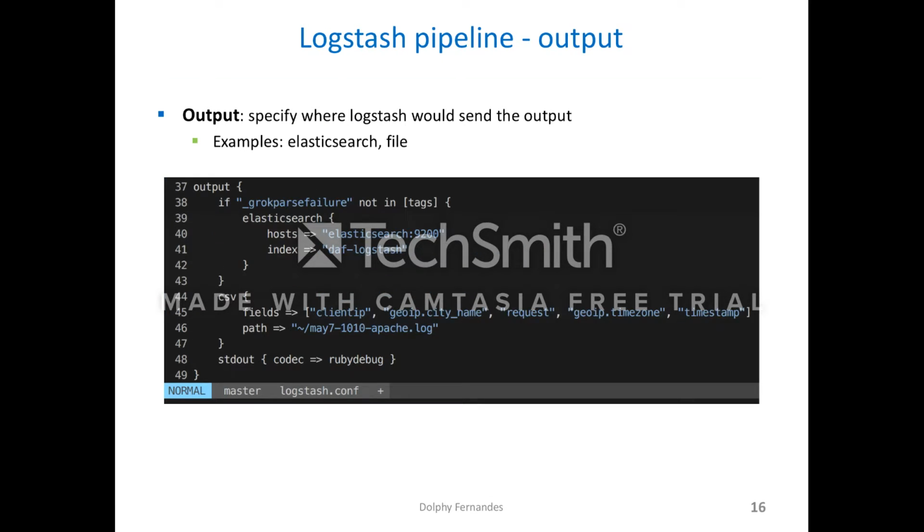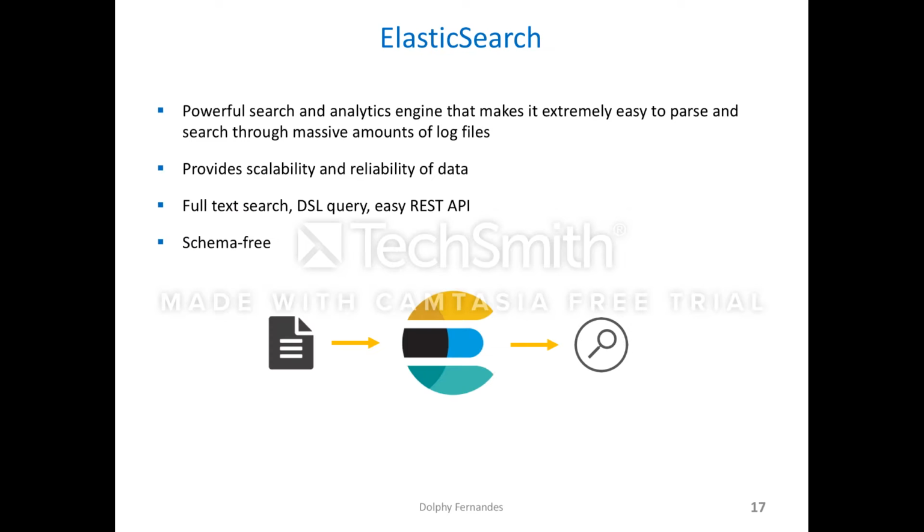The next is the Logstash output pipeline. As you can see here, we use the Elasticsearch option to configure host and our index. You can think of index as a database. Secondly, we use the CSV option to send the data to a path. We also use the standard output to print out the filtered logs.